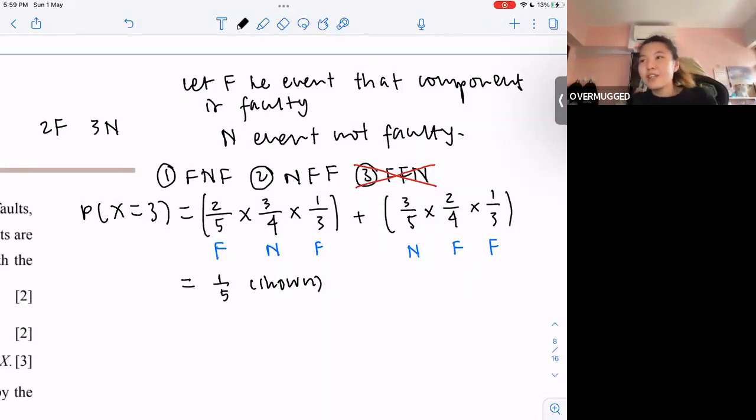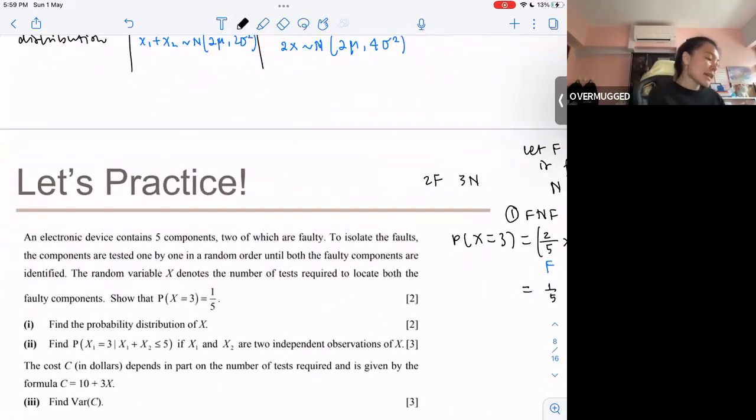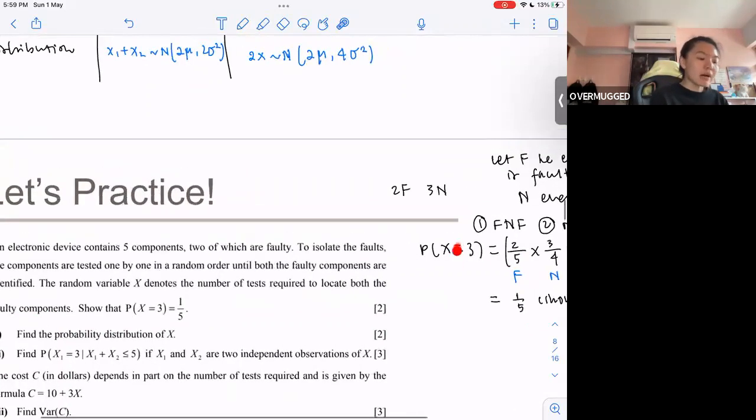Why is n not included? Good question. Remember, x is the number of tests when you have located both the faulty components. If you put n, then it does not mean that in 3 outcomes you were able to locate the 2 faulty components. That's why n cannot be there. Because you technically did not succeed, and you will take 5 outcomes because you will do n, and then f. So only after you have found the 2 faulty components is your experiment considered as ended. Ken, does that answer your question?